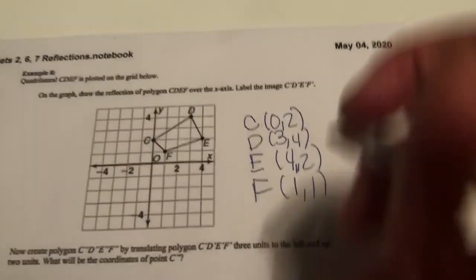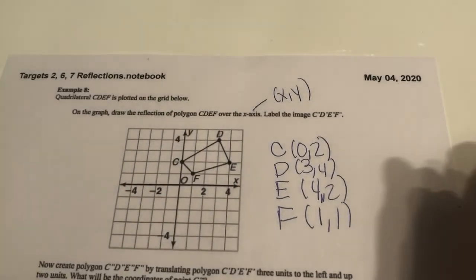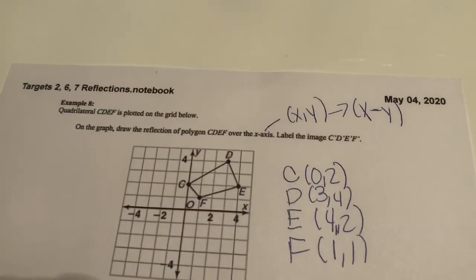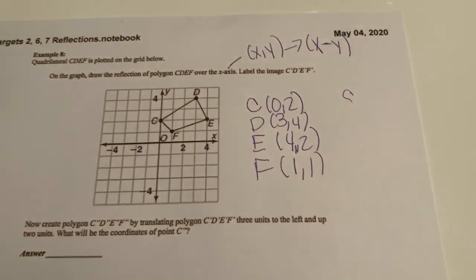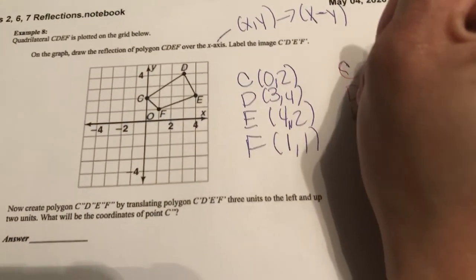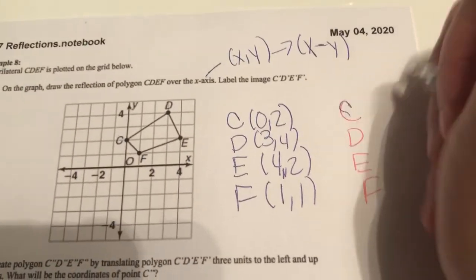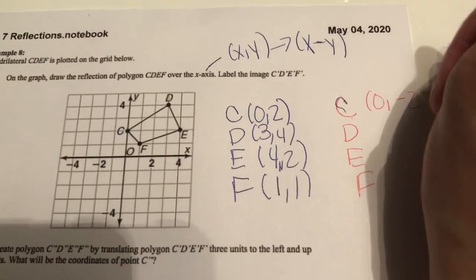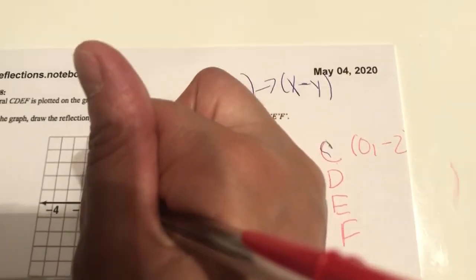All right. Now it asks us to reflect over the x-axis. Looking back at my notes, I know for the x-axis, x stays the same and y is the opposite. So I'm just going to rewrite each of the coordinates I have: C, D, E, F. For C, my x stays the same, 0, and my y is the opposite, which is -2. So my new C is (0, -2).